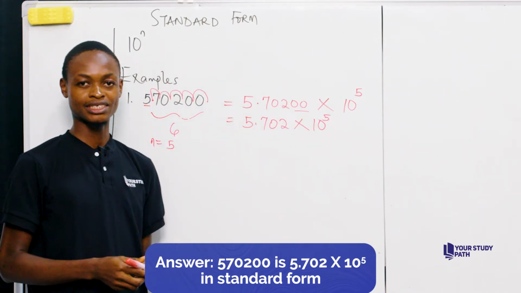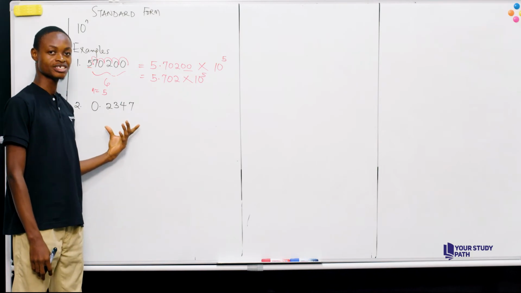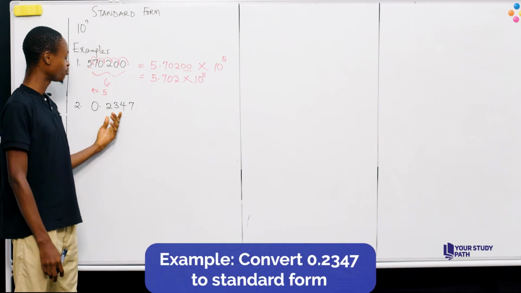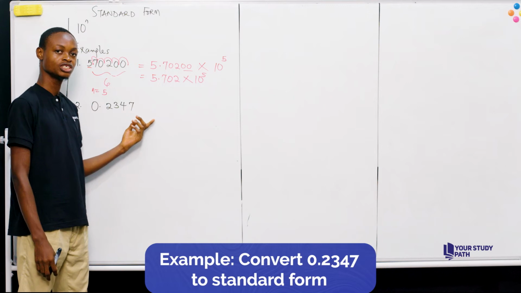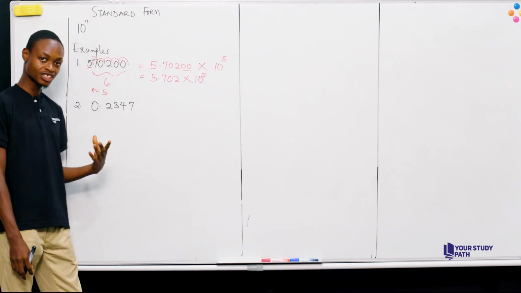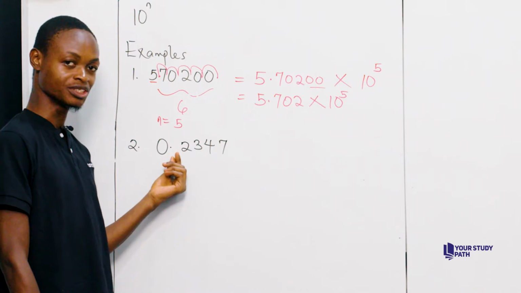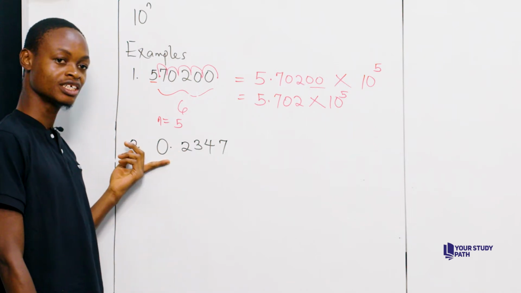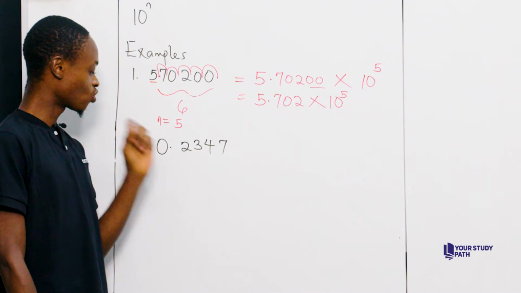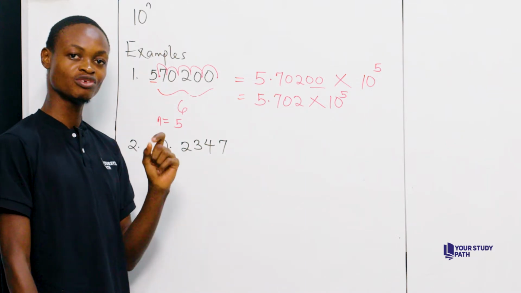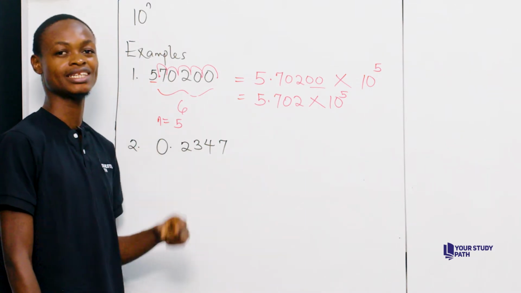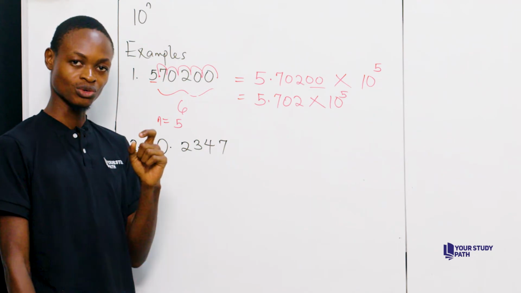Let's take another example that explains this concept. Now, we have our second example. We have to convert 0.2347 into standard form. Now, for this case, you have one digit before the decimal point. Yes. However, this digit is the value of 0. Your goal is to ensure that there is one digit before the decimal point, as well as making sure that that digit is non-zero, right?